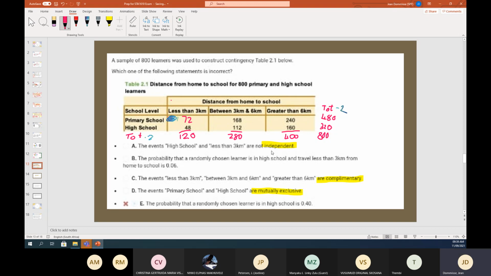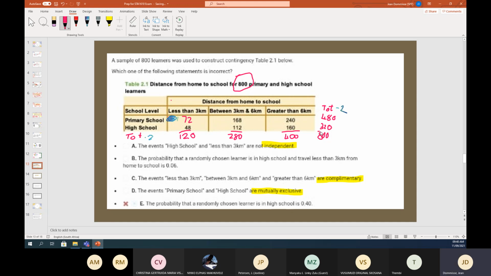Okay, so then before I get to independent and mutually exclusive, I normally look at the easier ones first. So if they ask us something like, oh, how did I get 72? So basically what I did is I know the total is 800. So 800 minus all of the other ones give me the 72.